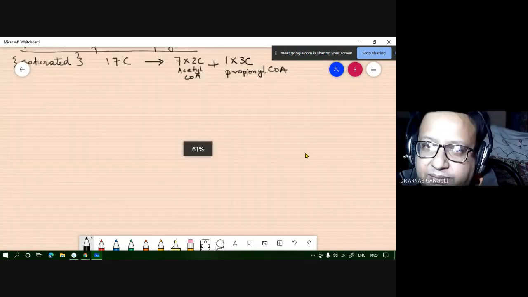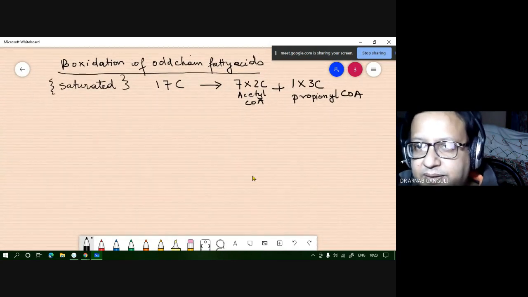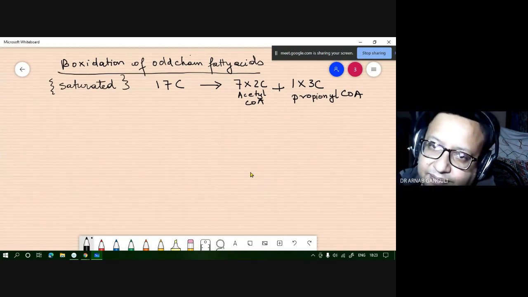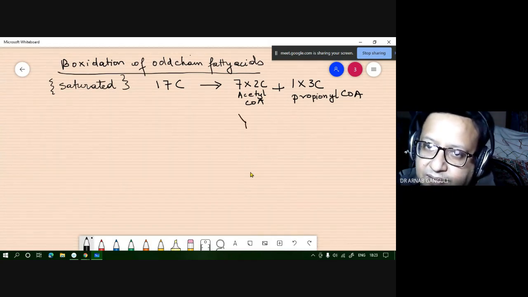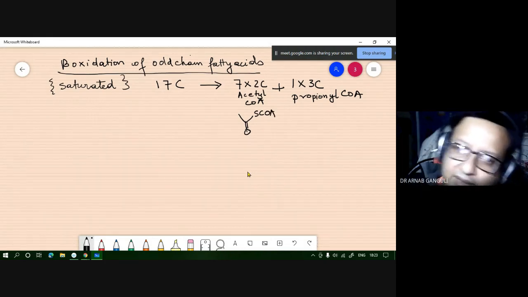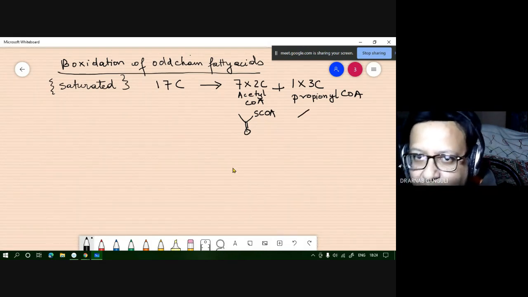So I have come to this part over here. So acetyl coenzyme A, if I draw it like this, this is acetyl coenzyme A, and in propionyl CoA, I just simply draw one more carbon.